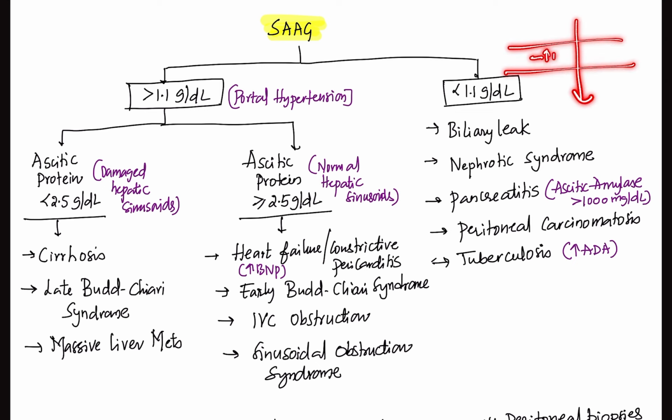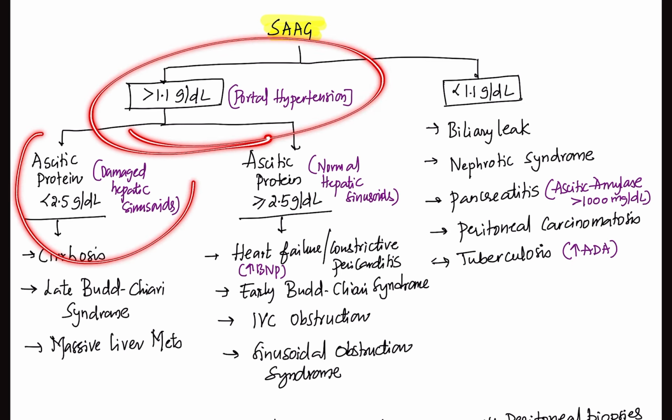See, there is increased portal pressure. To maintain that, there is some bit of protein, oncotic pressure acting here. But if the hepatic sinusoids are damaged, if this layer is damaged, this kind of layer damage occurs in cirrhosis of the liver, late stages of Budd-Chiari syndrome, and in case of massive liver mets. If it is damaged, the protein exchange does not occur and the ascitic fluid does not contain proteins. That means though the SAAG value is high, ascitic protein value is low.